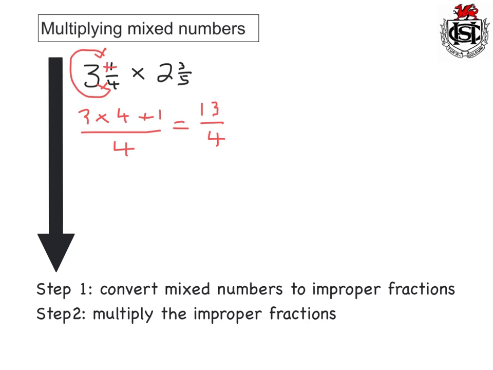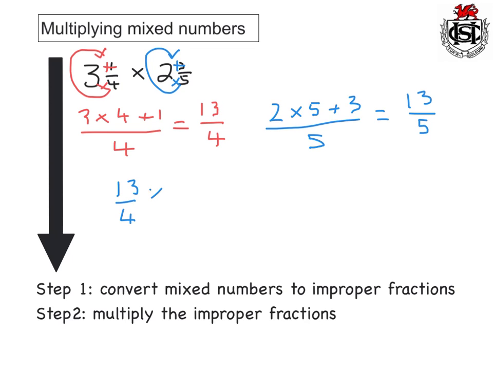If we look at the second fraction, 2 3/5, we want it as an improper fraction. So multiply by the denominator, add the numerator. So we get 2 times 5, add on the 3, over 5 this time, as the denominator was 5. So 2 times 5 is 10, add on the 3 is 13 over 5. So now I'm just going to multiply these two improper fractions together. 13 over 4 multiplied by 13 over 5. So 13 times 13 on the top, which is 169, and 4 times 5 on the bottom, which is 20.